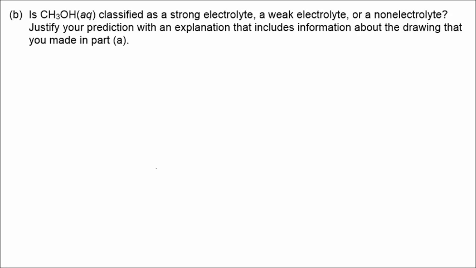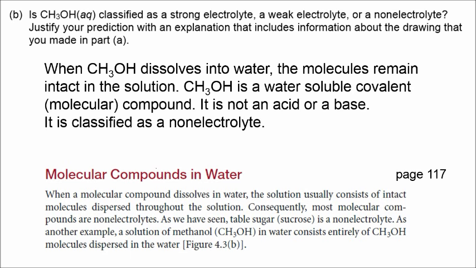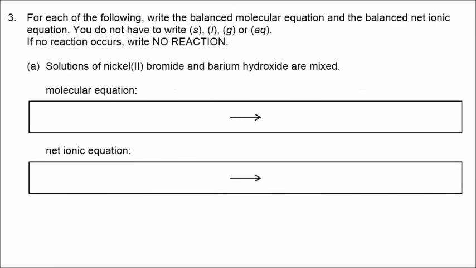So in part B of this question, we have to classify methanol as a strong, weak, or non-electrolyte. Clearly, molecular compounds in water, even though they dissolve, do not produce ions. They are going to exist as intact molecules. So therefore, methanol should be classified as a non-electrolyte because it is a covalent or molecular compound. It does not behave as either an acid or a base. So non-electrolyte.